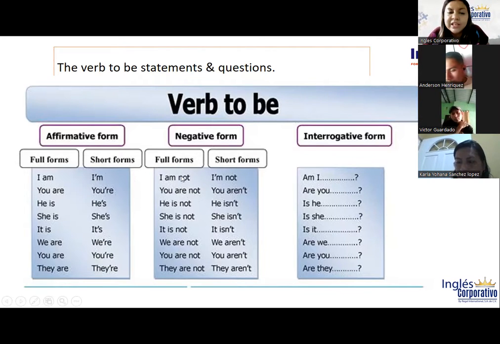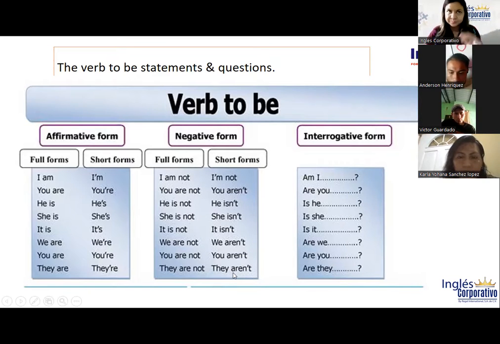Ahora, ¿cómo formamos el negativo? Solo le agregamos el not después del verbo. I am not, you are not, he is not, she is not, it is not, we are not, you are not, and they are not. En la forma corta o contractada, the contraction is I'm not, you aren't, he isn't, she isn't, it isn't, we aren't, you aren't, and they aren't. That is the contraction.